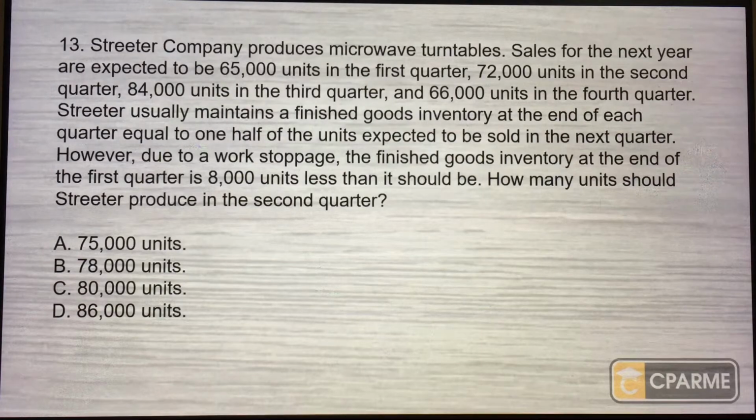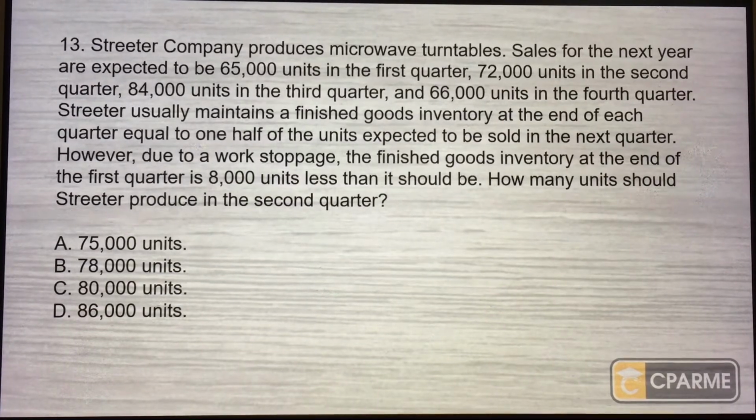Sales for the next year are expected to be 65,000 units in the first quarter, 72,000 units in the second quarter, 84,000 units in the third quarter, and 66,000 units in the fourth quarter. Streeter usually maintains a finished goods inventory at the end of each quarter equal to one half the units expected to be sold in the next quarter. However, due to a work stoppage, the finished goods inventory at the end of the first quarter is 8,000 units less than it should be. So for the second quarter, how many units should be produced?